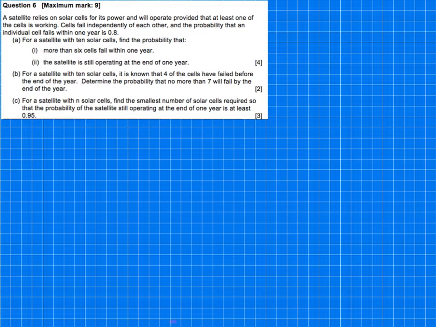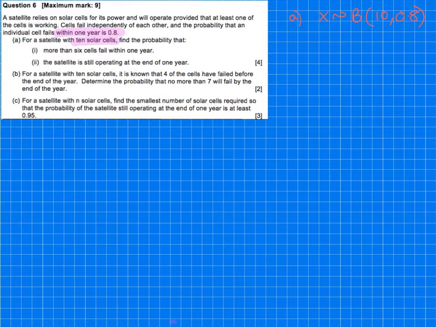Cells fail independently of each other and the probability that an individual cell fails within 1 year is 0.8. For a satellite with 10 solar cells, so there's the key. We've got 10 things happening and the probability of each failing is 0.8. So that's the clue that it is definitely a binomial distribution. So we can write our probability distribution here. X is distributed binomial, N is 10 and P is 0.8.